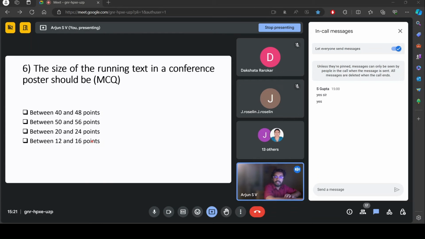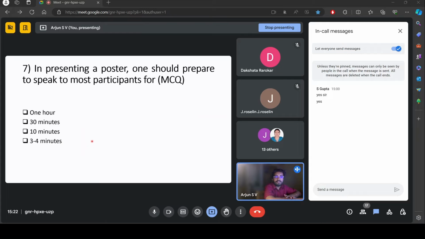And the size of the running text in a conference poster should be, once again, we have already mentioned this as well. The conference poster will be very large, so the text should also be equally large. This will also be between 20 to 24 points, so that it's visible to the audience viewing it. 24 will be the nominal font, and any font below 20 will be very small for the audience to see.